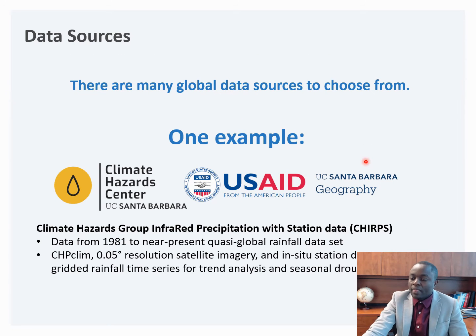There are many global data sources which we can use to do climate risk assessments in the Nile Basin. One example is the USGS data portal, and the Climate Hazards Center at the University of California, Santa Barbara has produced this very nice station data set called CHIRPS, which is global and can be used for climate risk assessments.